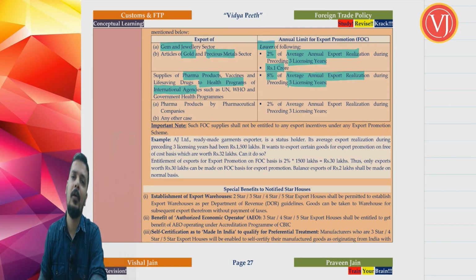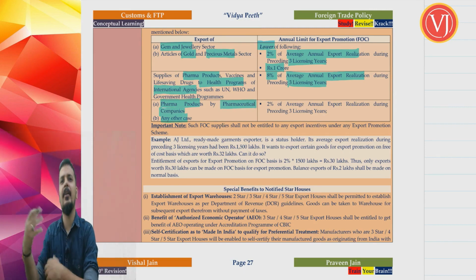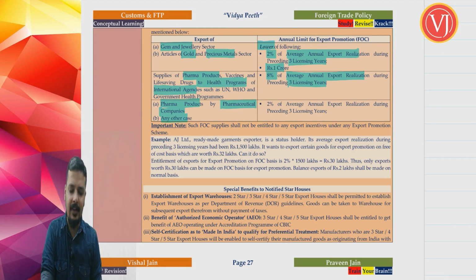Now if you are talking about other sectors, other sector means any other case, or you are talking about pharma products by pharmaceutical companies but not given to international agencies. You are not supplying to health programs of international agencies.